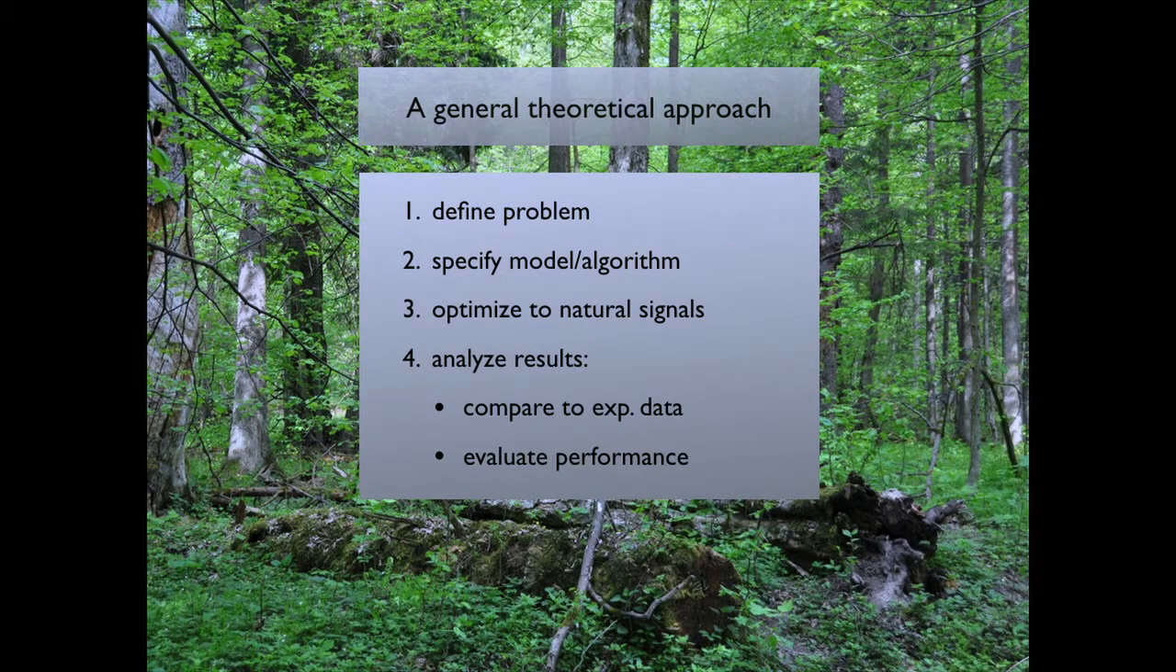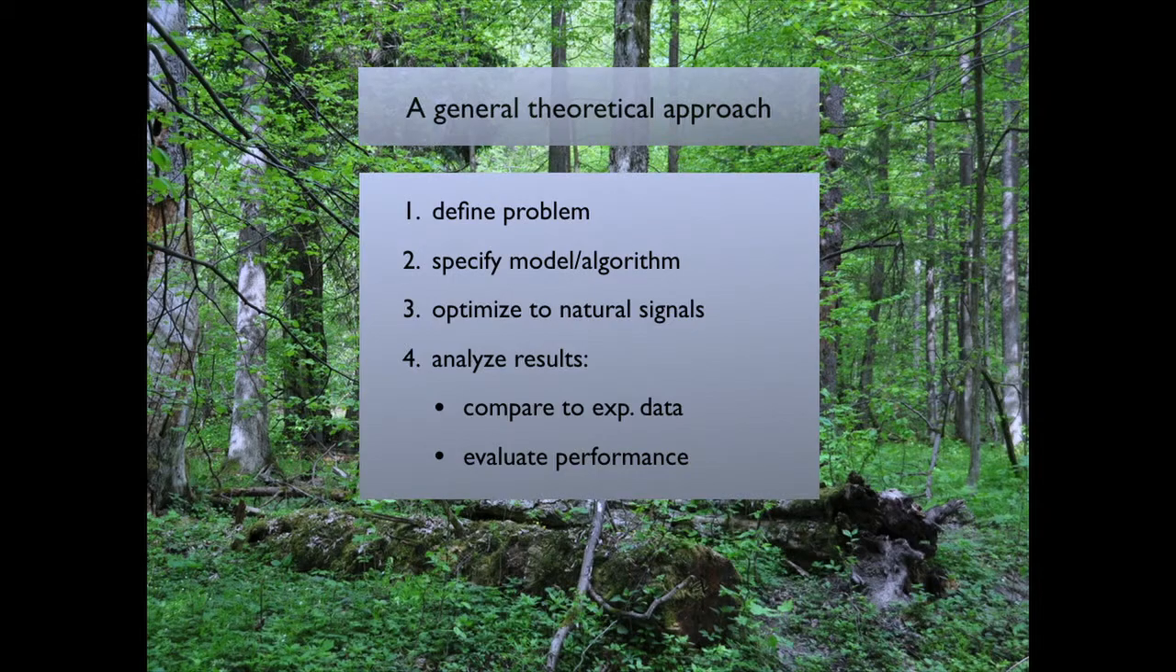So in the last part of the talk, I wanted to first sum up what this is. It's a general theoretical approach. You start off, like we said, defining the problem. It's most important to ask what problem the system is trying to solve. Then you spend a lot of time thinking about how you would solve that problem. What's the model? What's the algorithm? Once you have that, it's a mathematical problem: how do you optimize that to natural signals? Because you assume that the brain is optimized to the natural world.